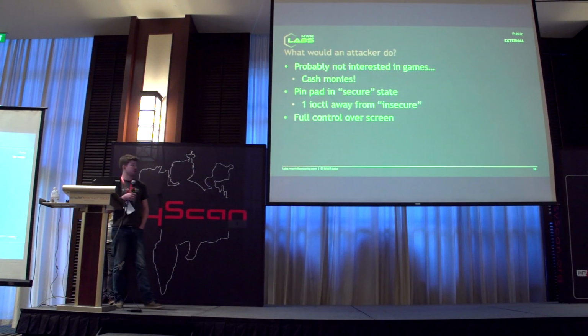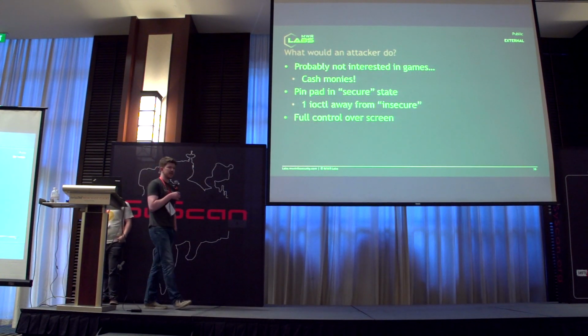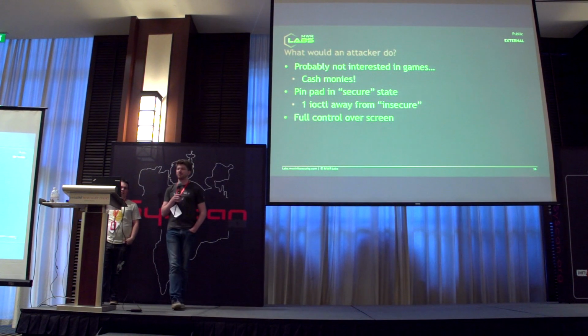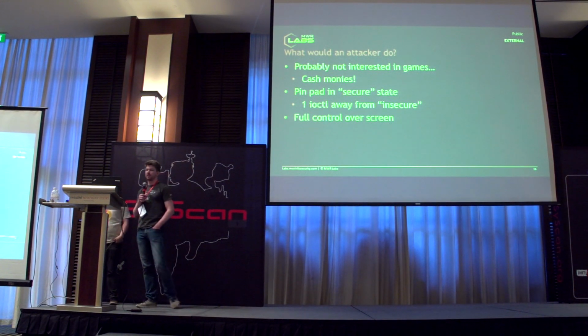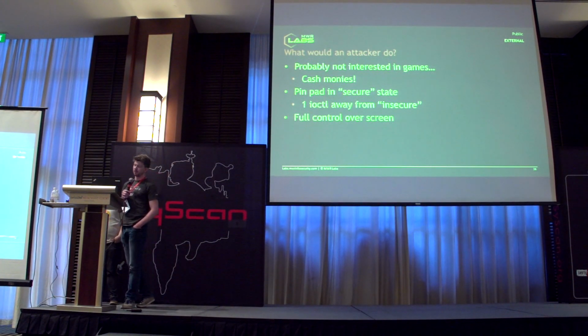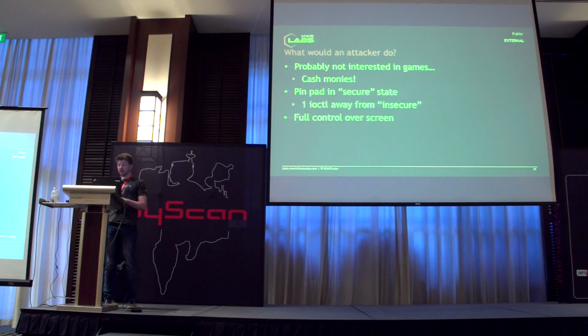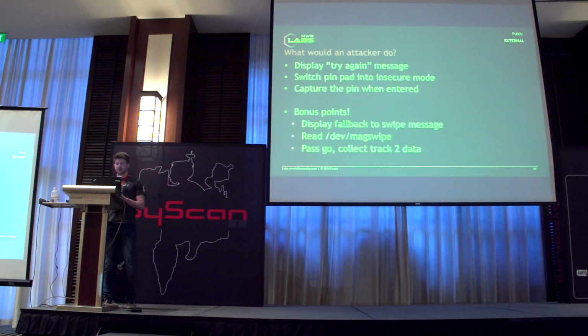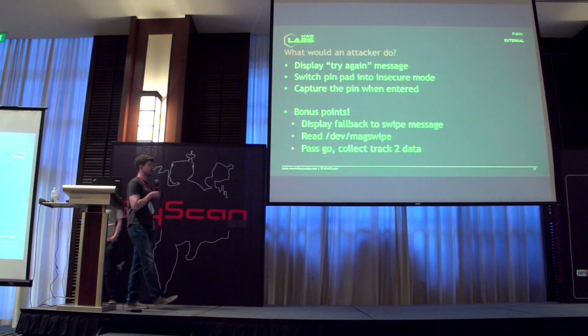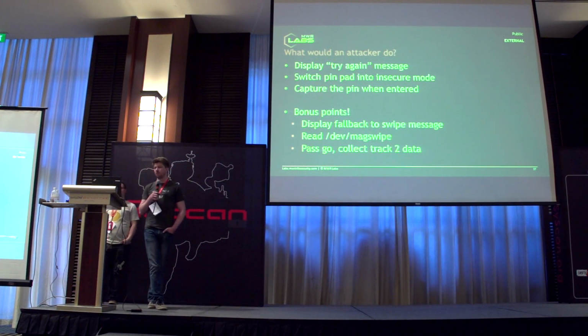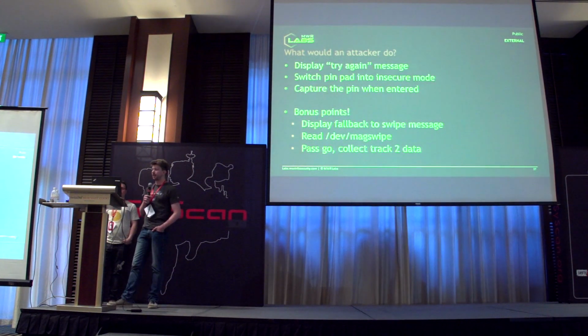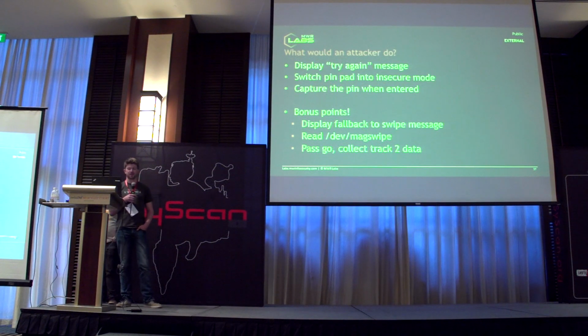So the PIN pad during the PIN entry is in a secure state, but that's only one I/O control away from being switched into the non-secure state so that you can read raw data off of the PIN device. So that's not a problem. We have full control over the screen, so there are plenty of options. But let's look at what an actual payload may look like. An attacker could change the application so that after the PIN entry, it just displays try again, and then switches the PIN pad into the insecure mode and just logs the PIN data.